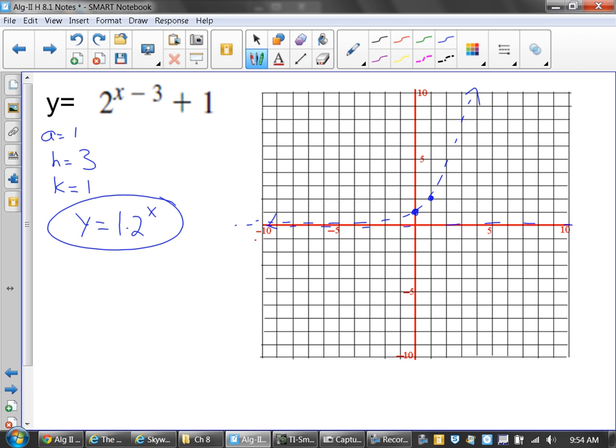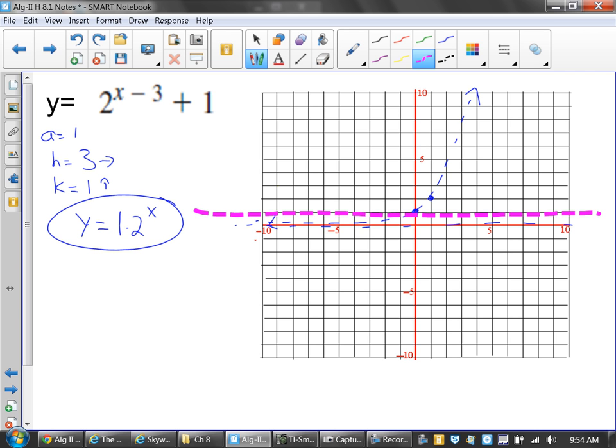Now, there's one of two things you can do here. When you go to shift this, all I have to do is move everything to the right 3 and up 1. So if I take these points, I just move them right and up. Or if I wanted to pick new values, I could do that as well. I suggest pick these and move them. Because now I know where my new horizontal asymptote is going to be. It's going to be at 1.